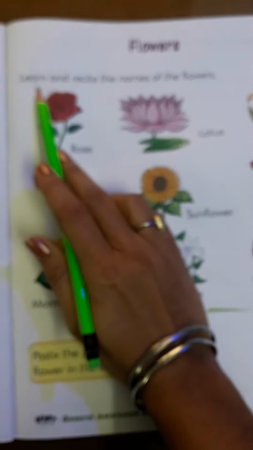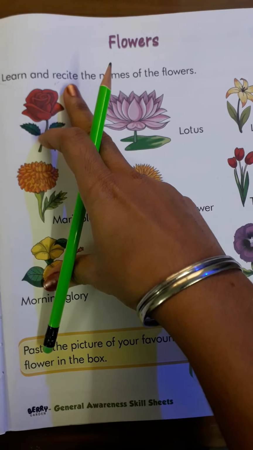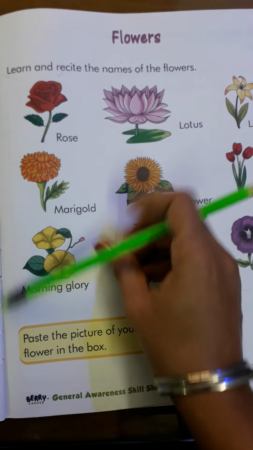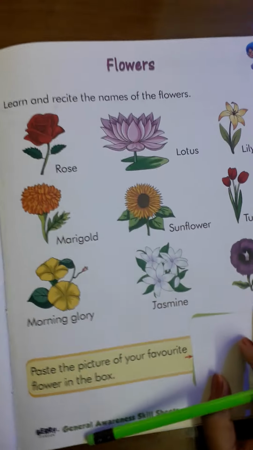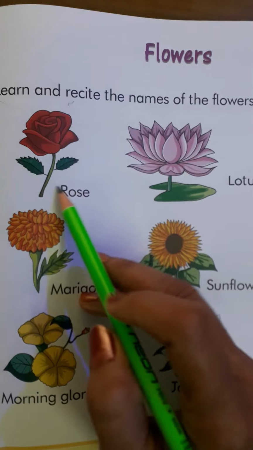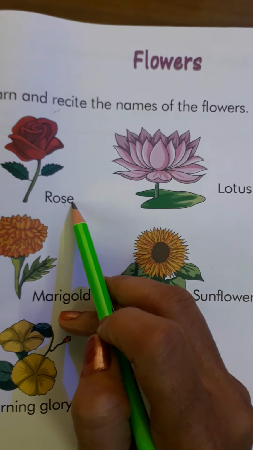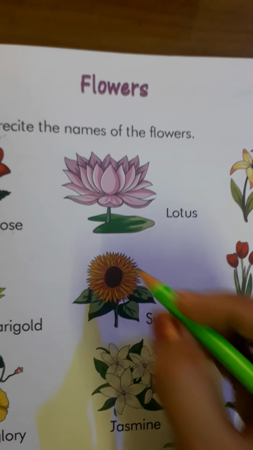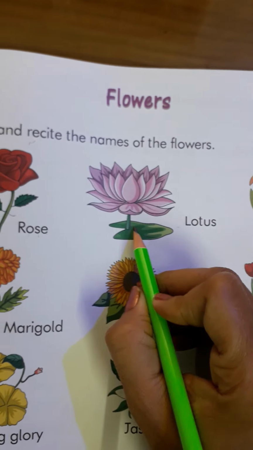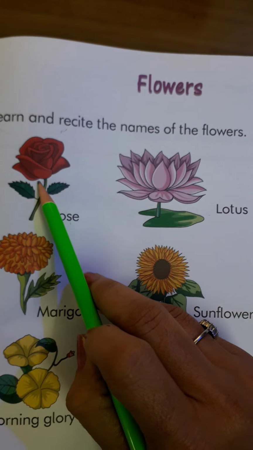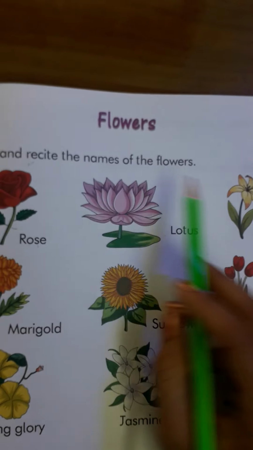So children, come on, learn and recite the names of the flowers. I will read all the names of the flowers once again. Rose, R-O-S-E, rose. Lotus, L-O-T-U-S, lotus. Kamal. And this is rose, गुलाब का फूल बोलते हैं ना हम लोग.